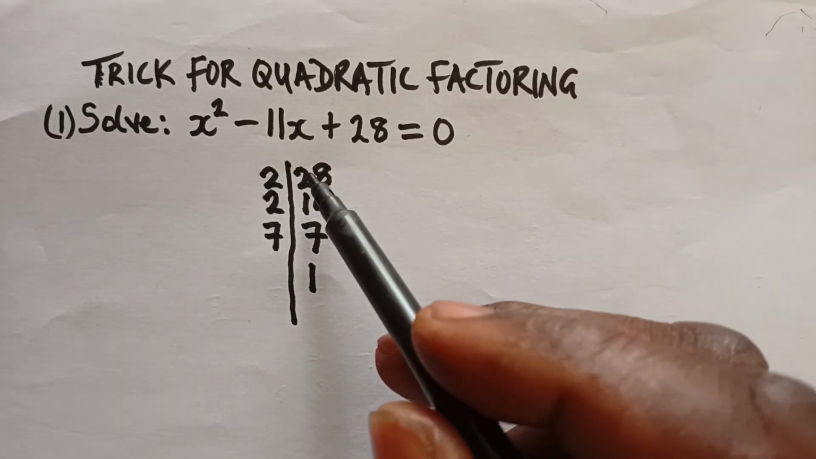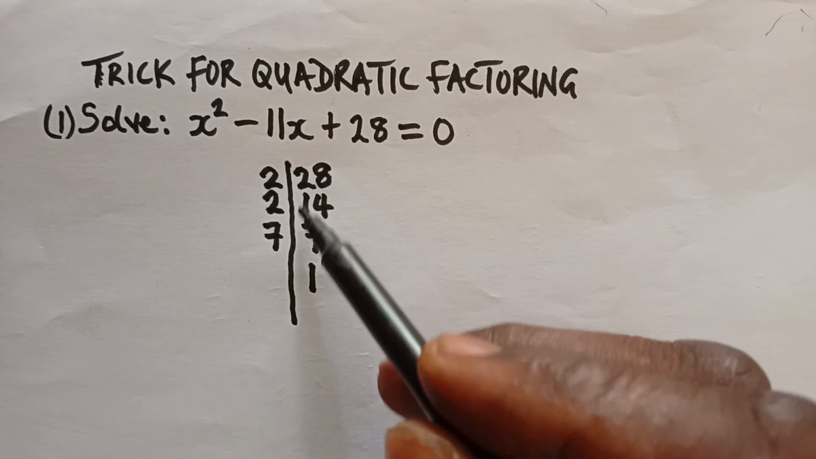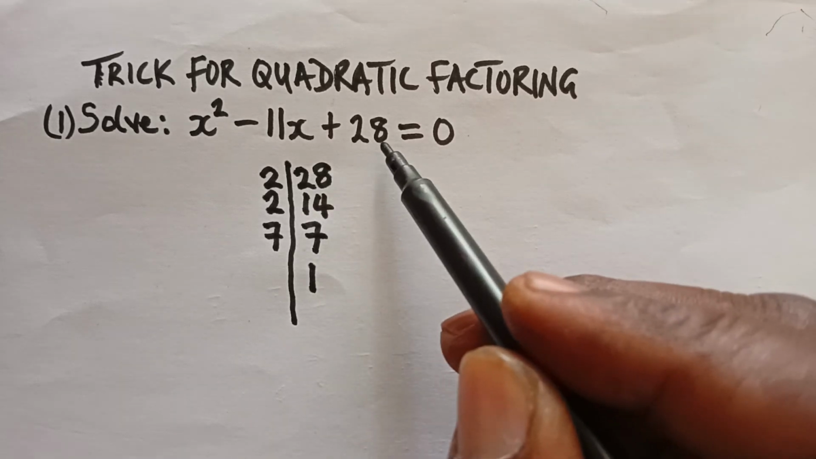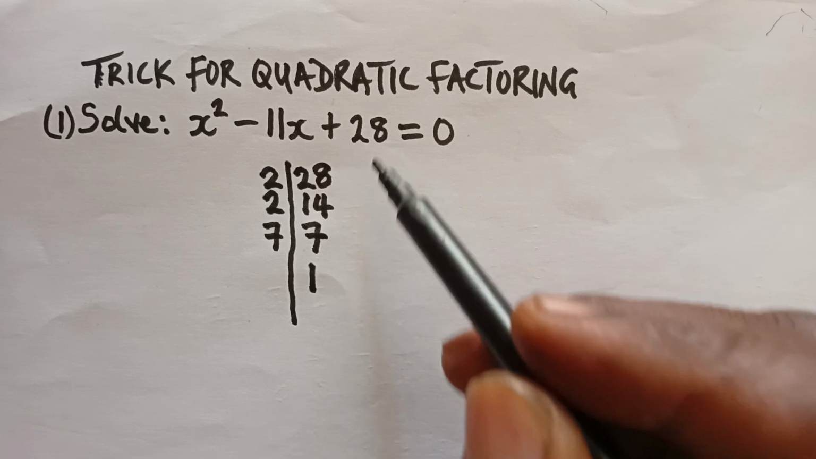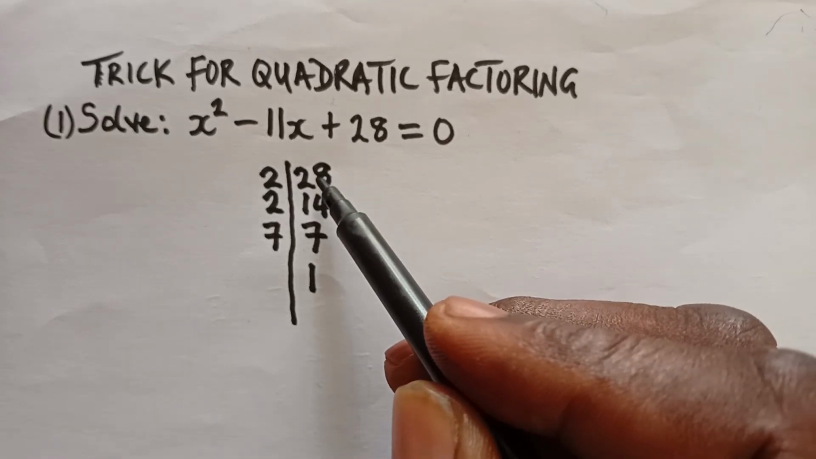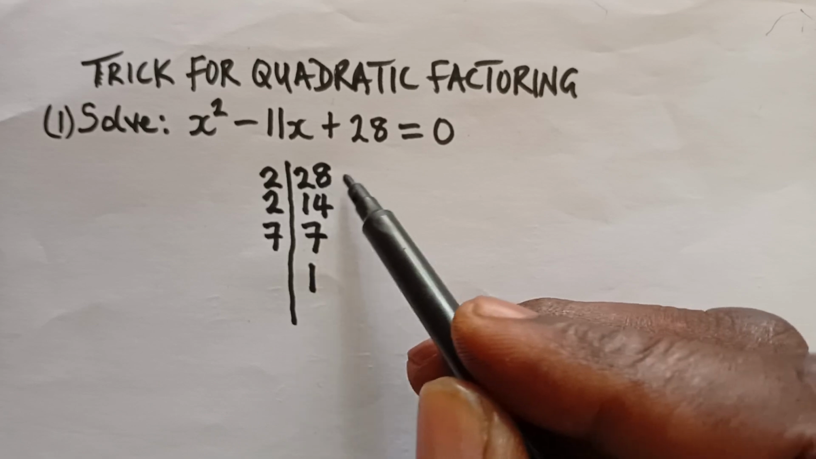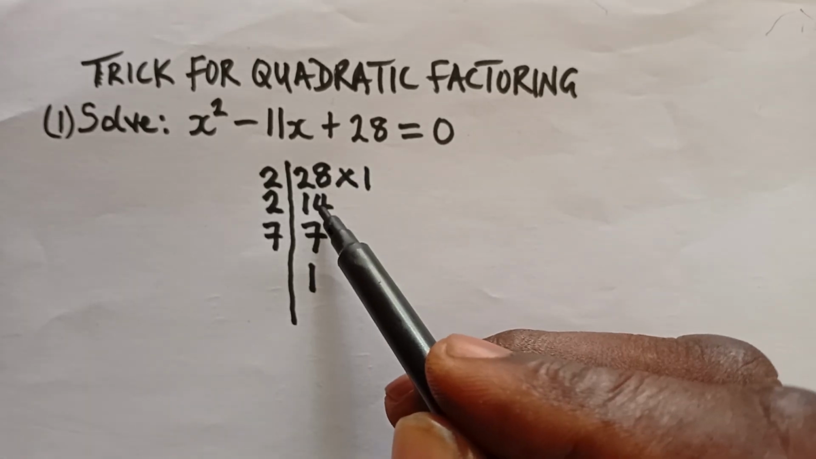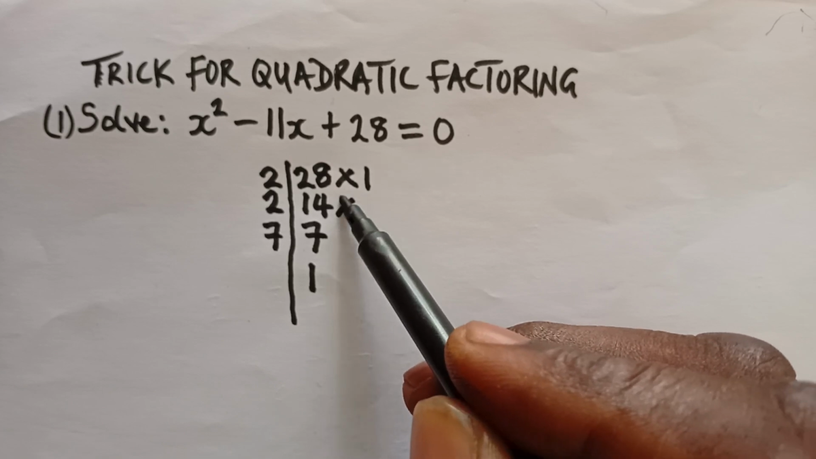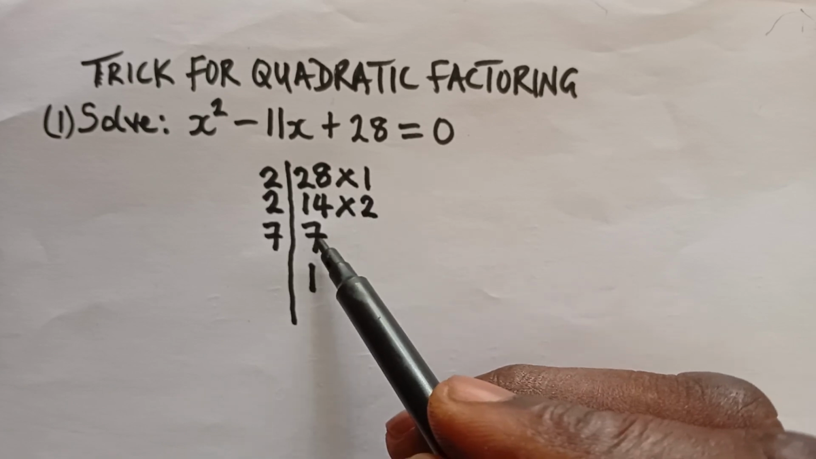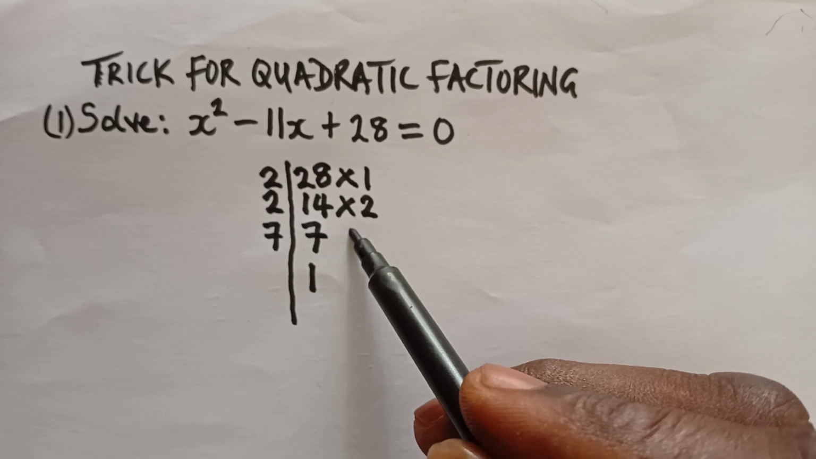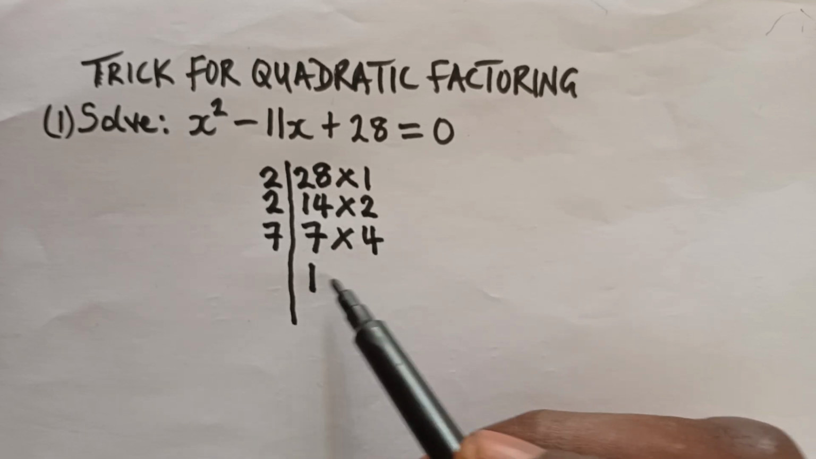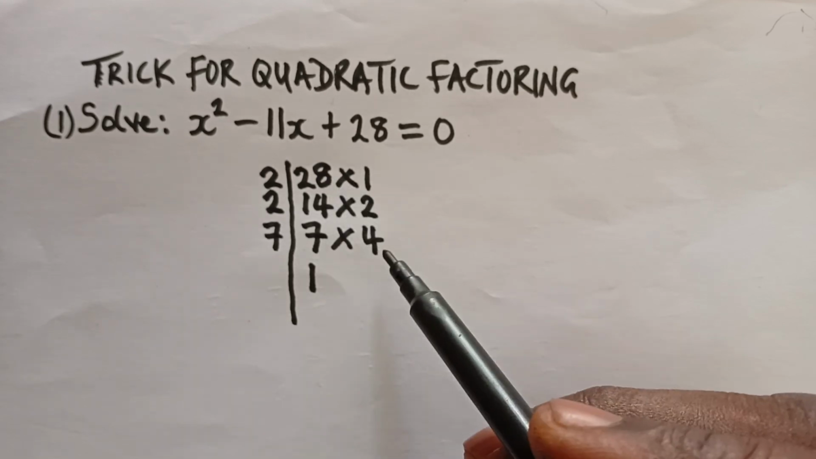So now, these are some of the factors. To get the pairs of factors, since we are looking for numbers that will multiply to give us 28, we say, what are we going to multiply 28 by in order to get 28? This will be 28 times 1 to give us 28. 14 times what will give us 28? That is 14 times 2. 7 times what will give us 28? That is 7 times 4. And then this one will still remain 1 times 28, which is already here. We don't need to repeat it.